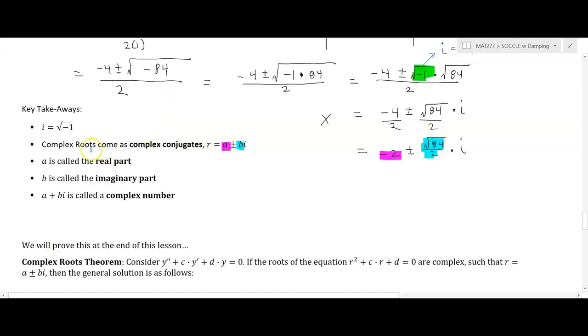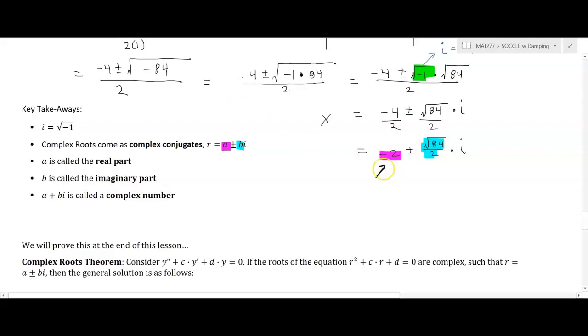A is called the real part, okay, and they come in complex conjugates, meaning that you'll have a plus bi and you'll have a minus bi, and that's always true if you're going to have complex roots. So a itself, negative 2, is called the real part because it's the real part of this complex number. A complex number could have a real part, an imaginary part, or both. And b is called the imaginary part. Now, people want to say it's square root of 84 over 2i is the imaginary part, but no, we're referring to just the coefficient, square root of 84 over 2.